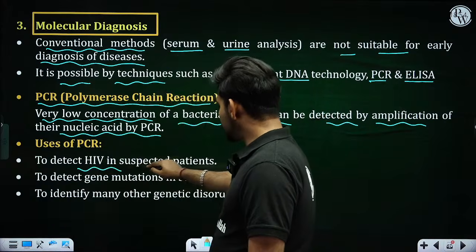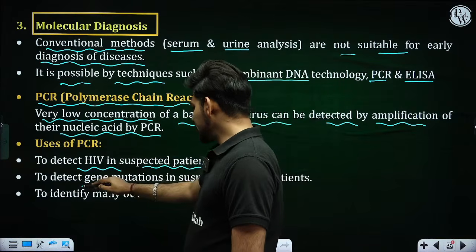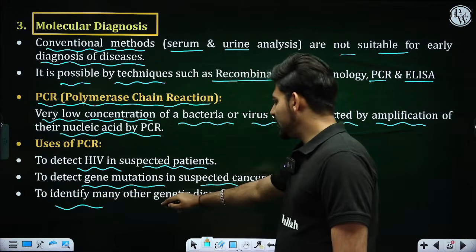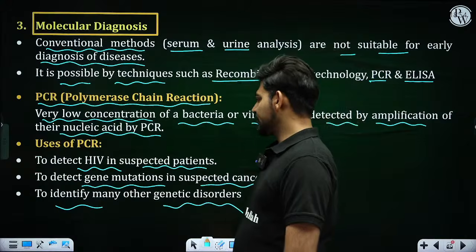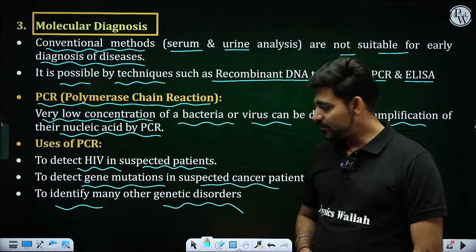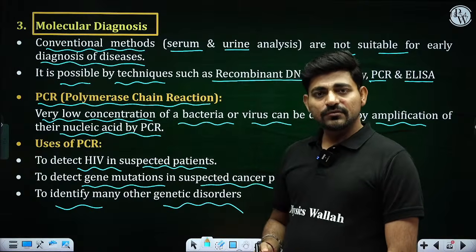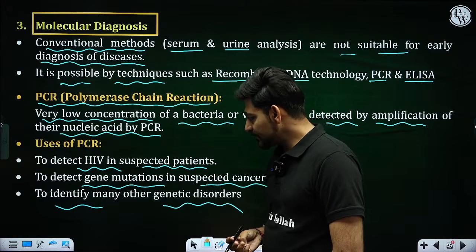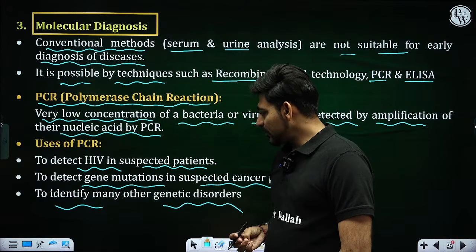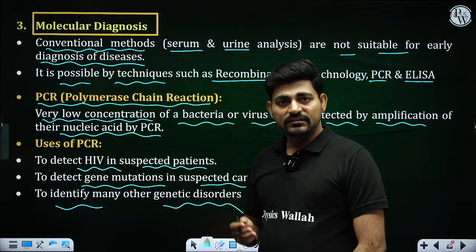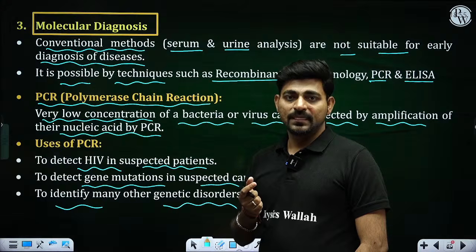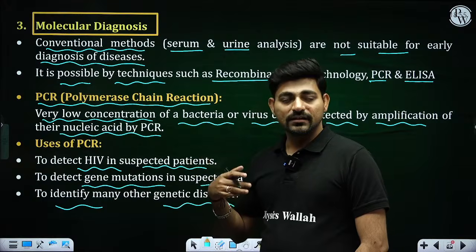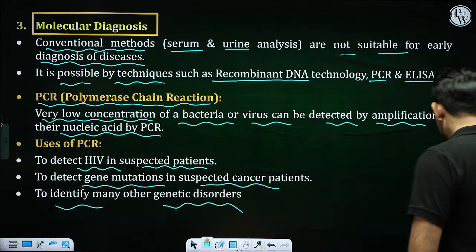To detect HIV in suspected patients, to detect gene mutations in suspected cancer patient, to identify many other genetic disorders. So, if you are infected by retrovirus, if you are observing malignant tumor formation inside your body, or if you are suffering from any other genetic disorder, the change of DNA, okay, the malfunctioning of the DNA can be detected by DNA amplification or the PCR technique.